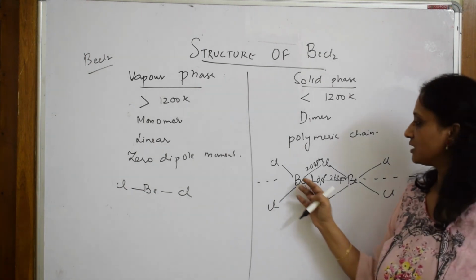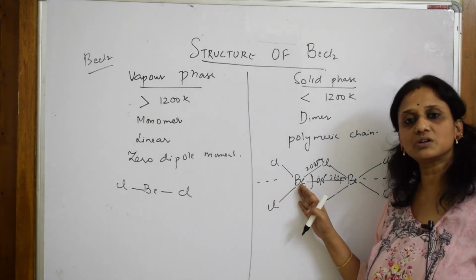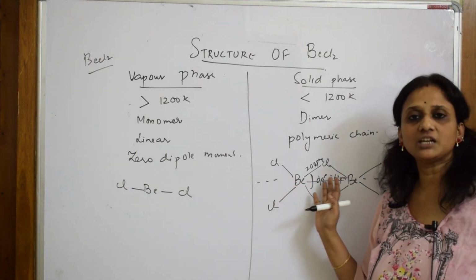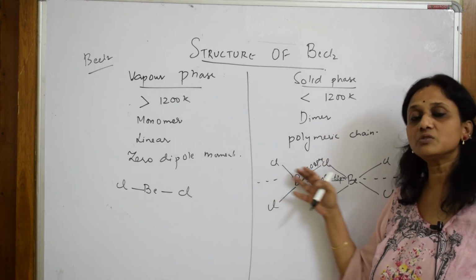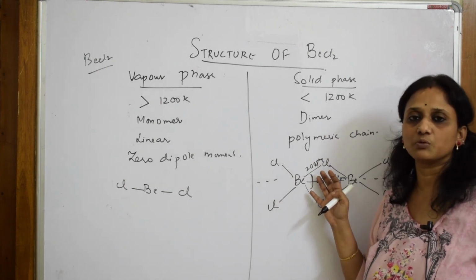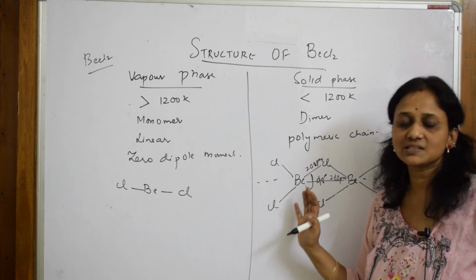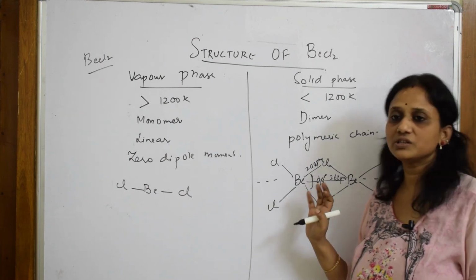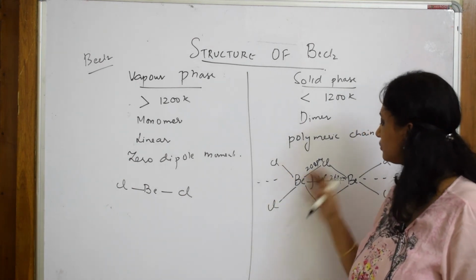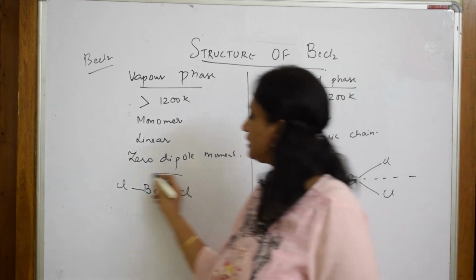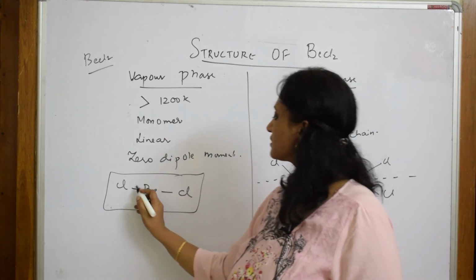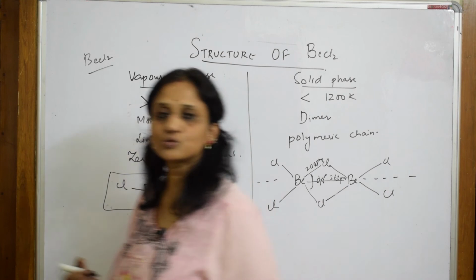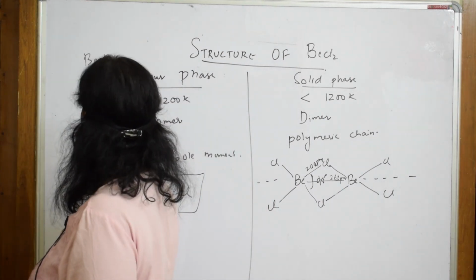Here, they are bonded with covalent bonds, and they're also bonded with coordinate bonds. So 2 chlorines with covalent bond, 2 chlorines with coordinate covalent bond. Both types of bonds exist with beryllium and 4 chlorines around: 1, 2, 3, 4. In the vapor phase, it is only a linear structure in this way. This dipole gets cancelled, so the net moment mu is 0 in this case.